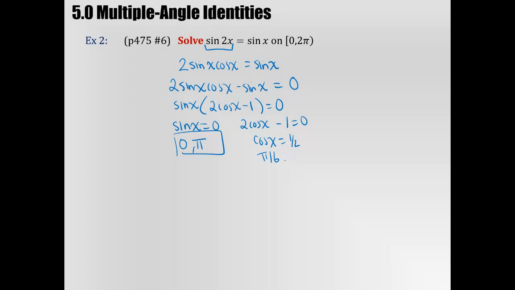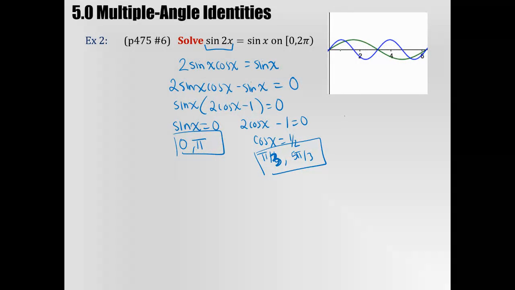At pi over 6 and at, no, it's not. Pi over 3, sorry guys. And then 5 pi over 3, right? And if we take a look at the actual graph of it here, this is 2 pi here, and so we're not including that. They intersect again, but we're not including that. So you can see at 0 and at pi, and then at pi over 3, and at 5 pi over 3, there are those points of intersection.